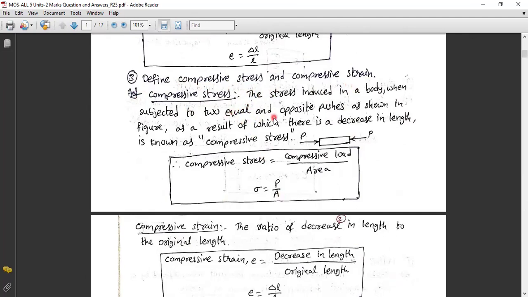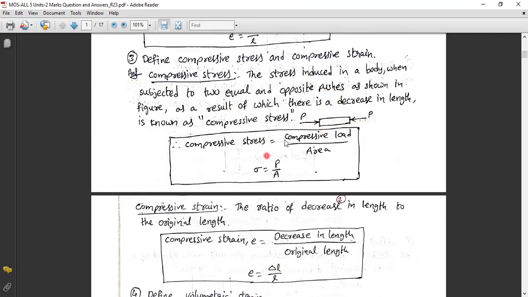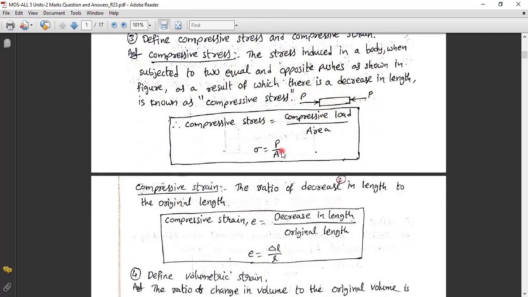So let me take the definition here. The stress induced in a body when subjected to two equal and opposite pushes. So two opposite pushes should be there. Here in the diagram you can see two opposite forces are pushing the body. It is decreasing in length and increasing in width as per the diagram. As a result of the decrease in length, it is known as compressive stress.